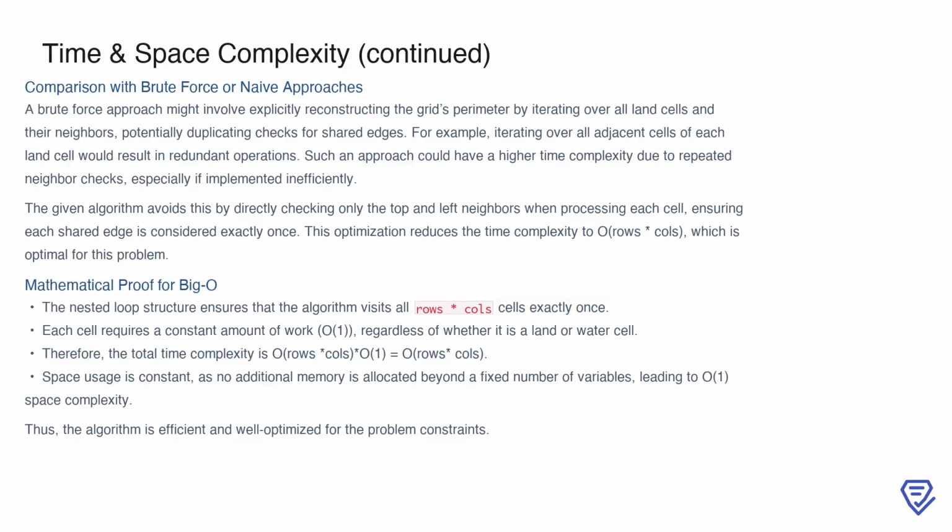Mathematically, we can verify this by noting that the nested loop structure ensures all rows * cols cells are visited once, and the constant work per cell means the overall time complexity is O(rows * cols). Additionally, since the algorithm uses a fixed number of variables without allocating extra memory, the space complexity remains O(1). This efficiency makes the algorithm highly suitable for the problem's constraints.